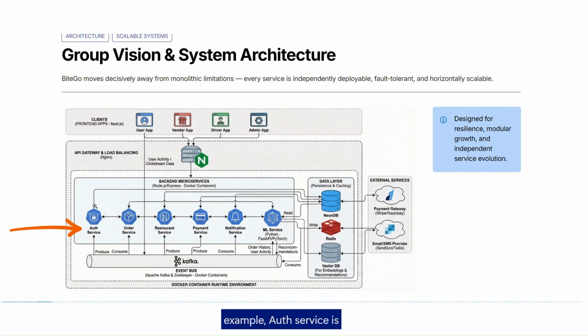For example, auth service is responsible for authentication and authorization. Order service manages order related events. Payment service handles payment transactions. And AI/ML service powers intelligent features and recommendations. These backend services interact with the database using Prisma ORM for efficient and structured data access.